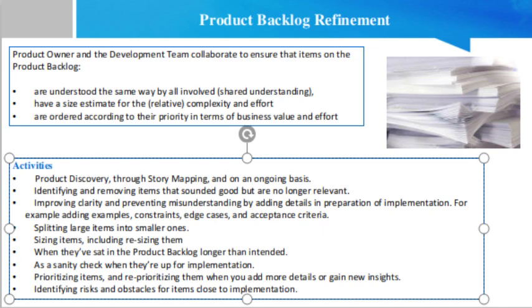Identifying and removing items that sounded good but are no longer relevant. Improving clarity and preventing misunderstanding by adding details in preparation of implementation, for example adding examples, constraints, edge cases and acceptance criteria. Splitting large items into smaller ones. Smaller items are more focused and manageable and are easier to size.